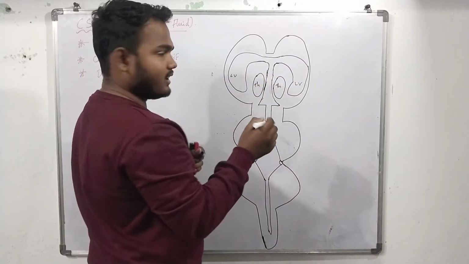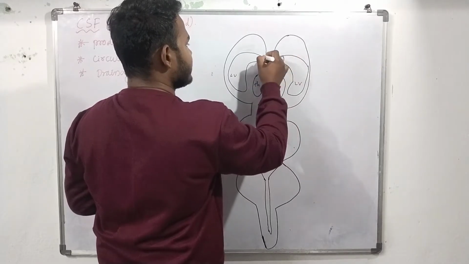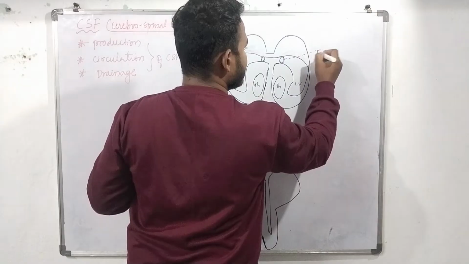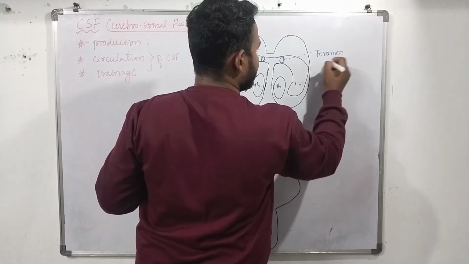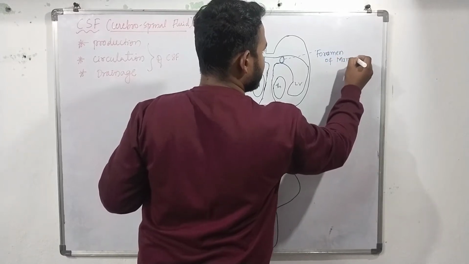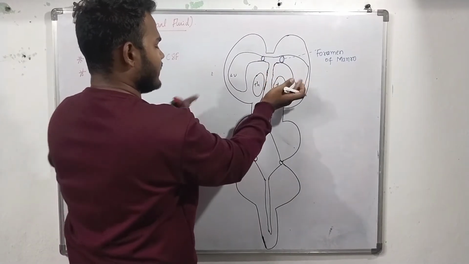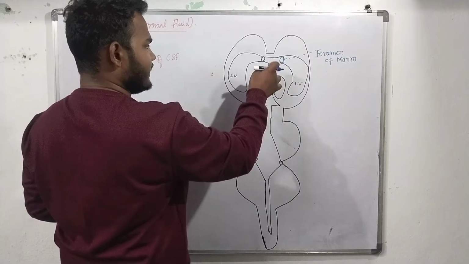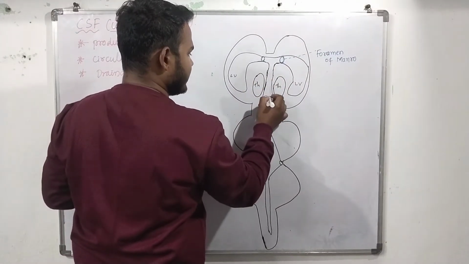In the third ventricle here is a foramen. This foramen is called foramen of Monroe. The lateral ventricles produce the CSF, and it drains into the third ventricle by the foramen of Monroe, and it is our third ventricle.